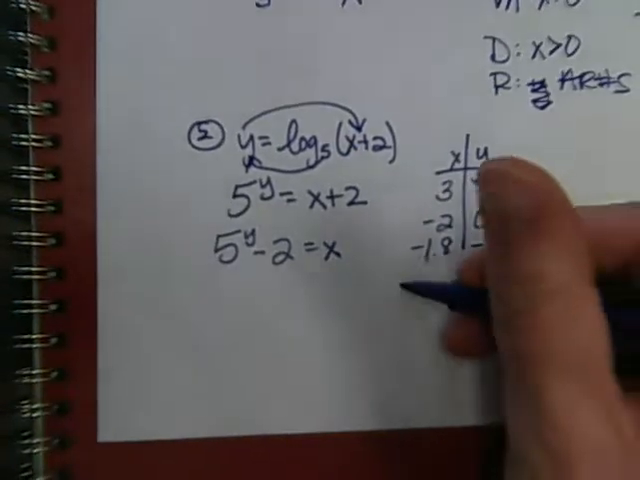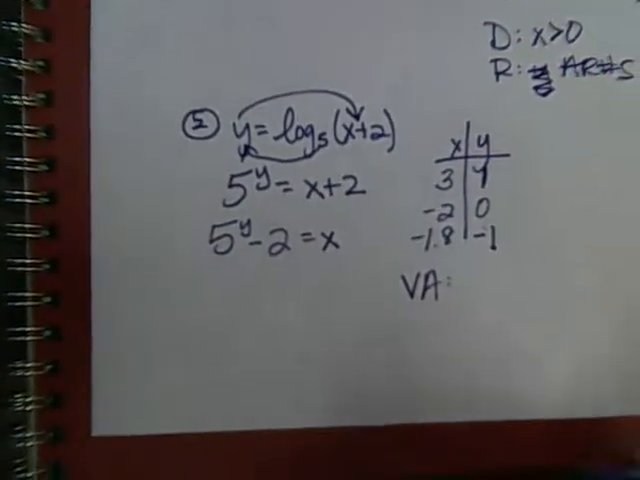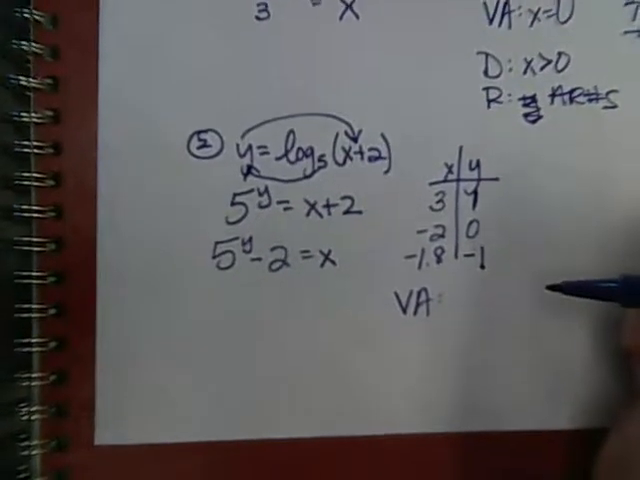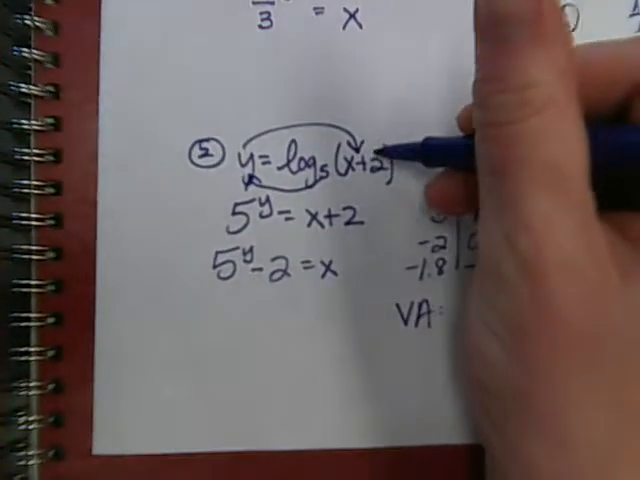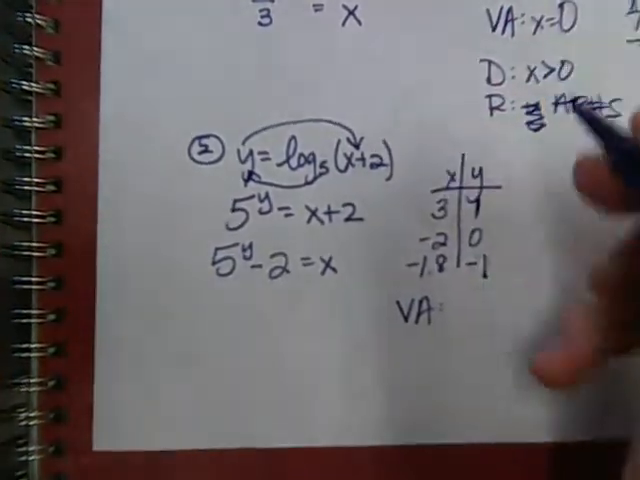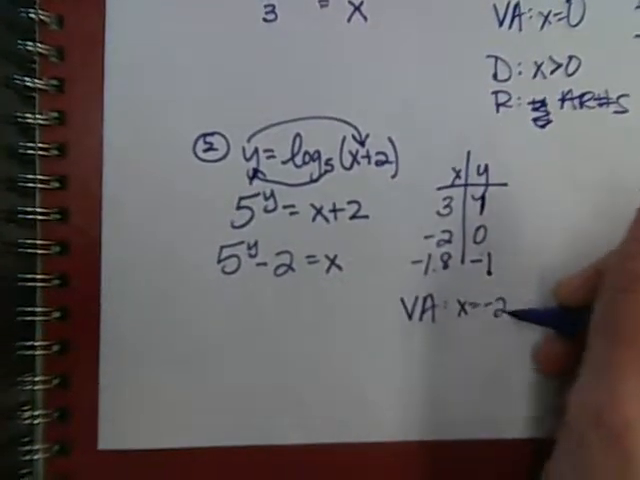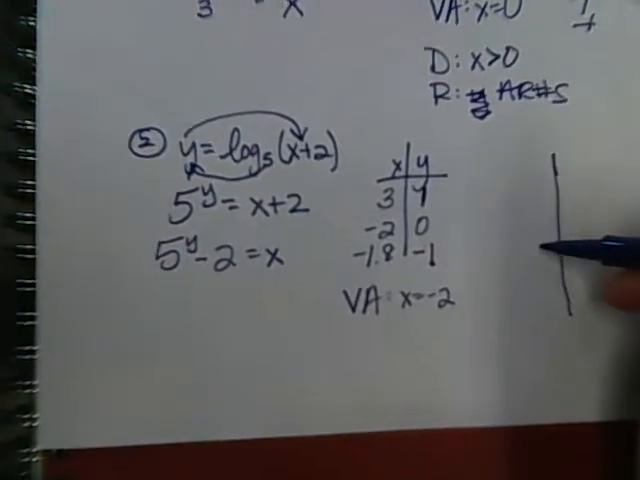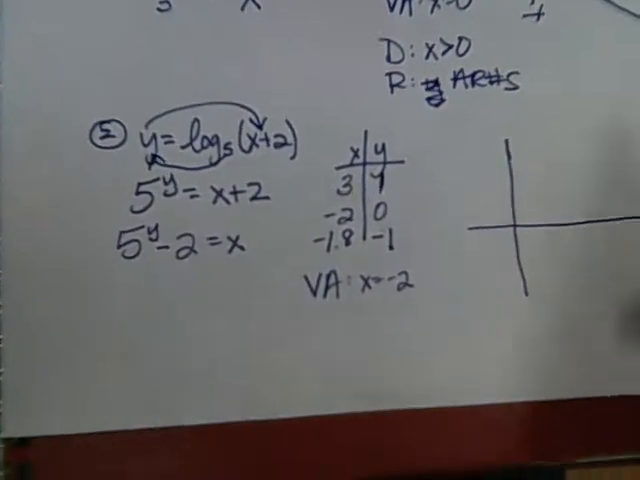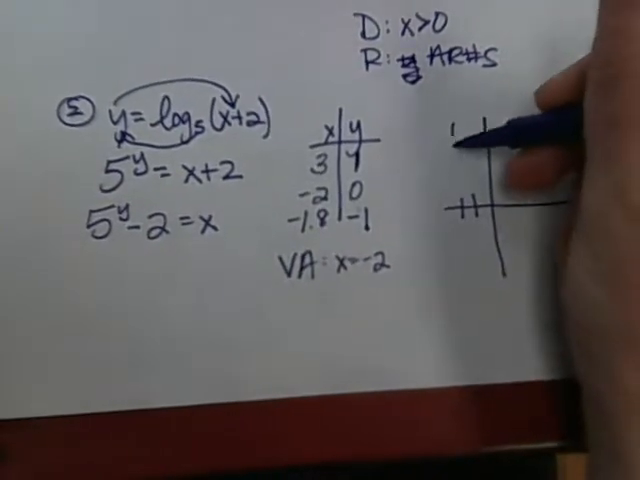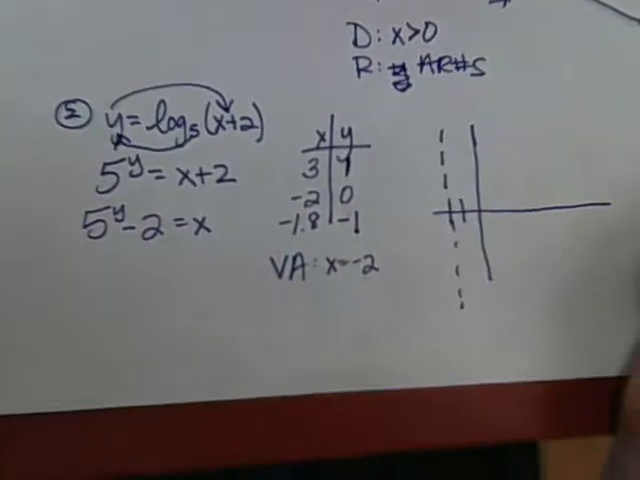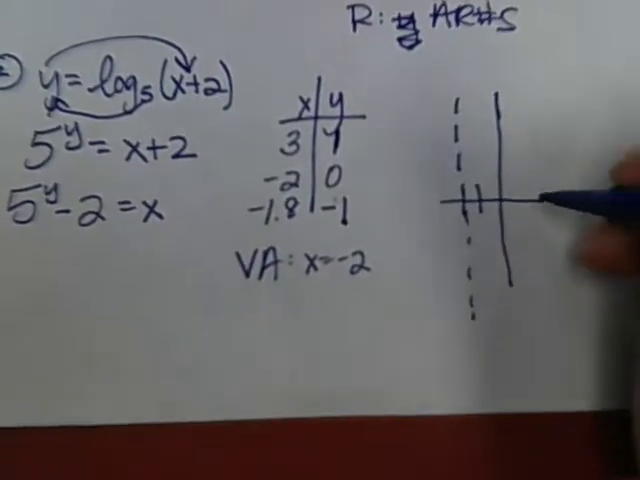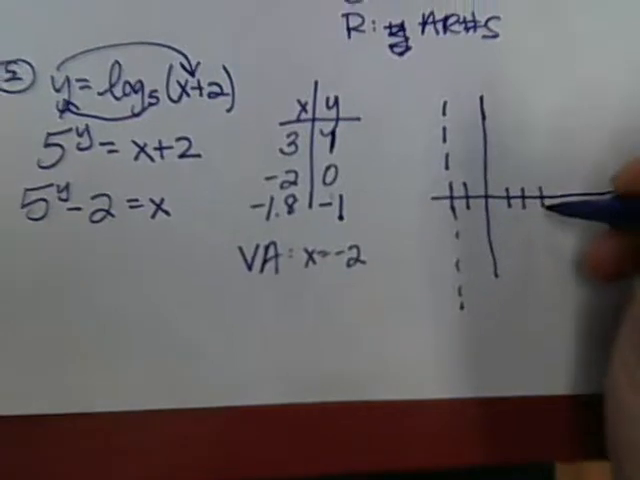Now remember, I also have a vertical asymptote with logarithms because I can never have a negative x. So if we look back up here, we have an h, opposite of what it looks like, at negative 2. So here's negative 2. There's my dotted line. Make sure you don't plot backwards, okay? Use that xy table. So over 3, up 1.